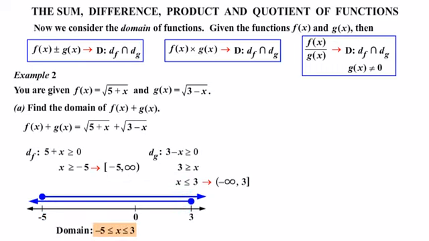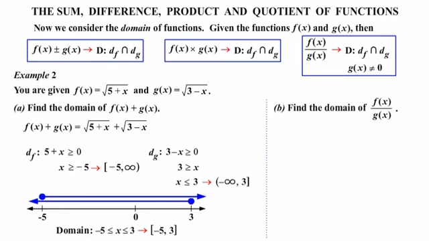Excellent. Well, that's our domain as an inequality. Let's just rewrite it using interval notation. So our x values go from negative 5 to 3. This time square brackets on both ends, as both of those values are included in the domain. Fantastic. Let's have a look at part B now.